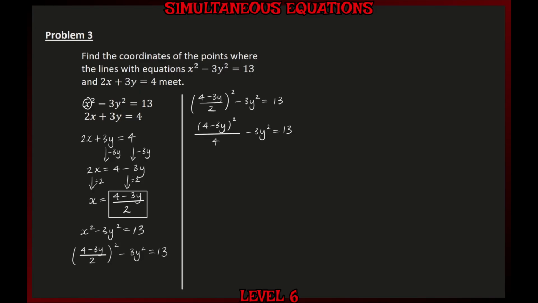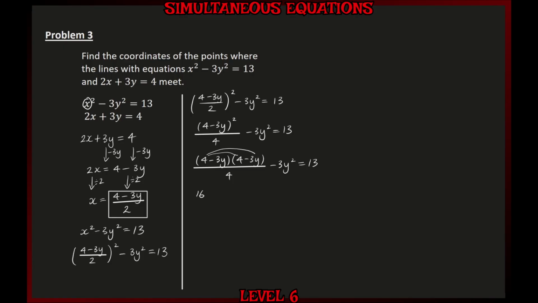Now on the numerator, we're squaring a bracket. So we can rewrite this as 4 minus 3y multiplied by 4 minus 3y all divided by 4. And in our next step, we're going to expand that numerator. So to expand the numerator, we can first multiply together 4 and 4, which gives us 16.